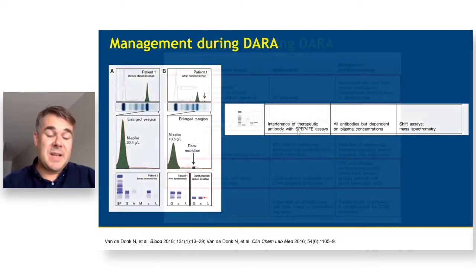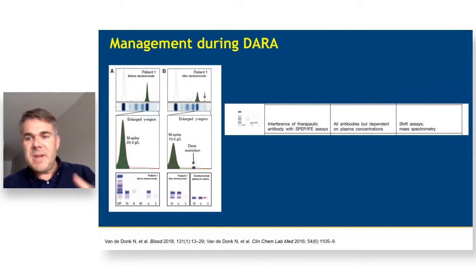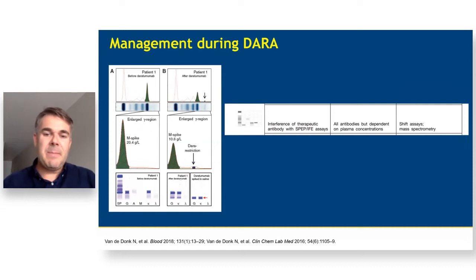One of the aspects that is also important during daratumumab treatment is that the therapeutic antibody can be seen in a SPEP or IFE assay. So the assays that are used to assess the level of the M protein of the patient. So daratumumab, isatuximab, elotuzumab are also antibodies and can be seen in these assays. And that can be difficult because it may interfere with the assessment of complete remission.